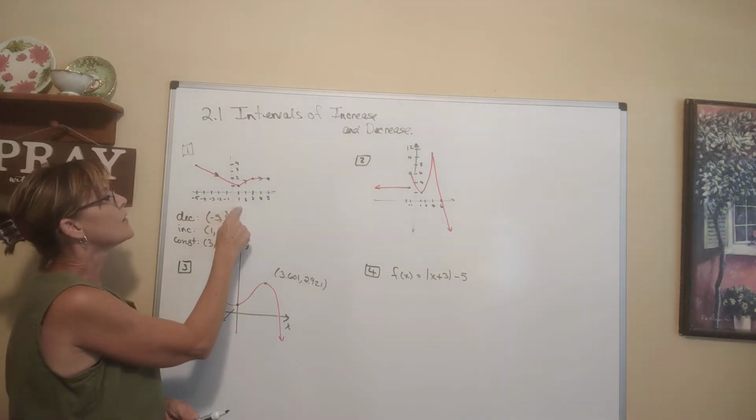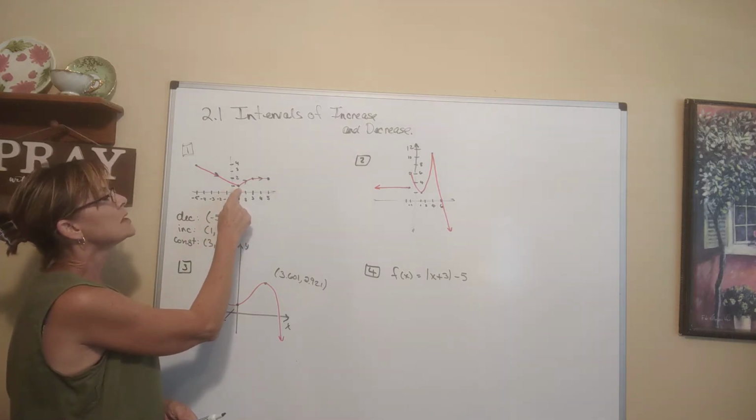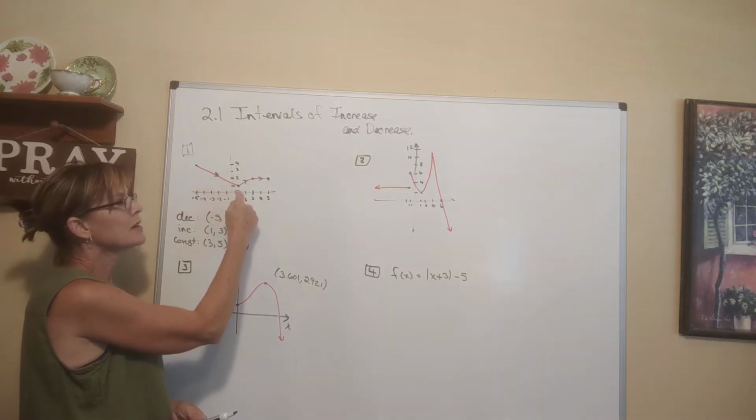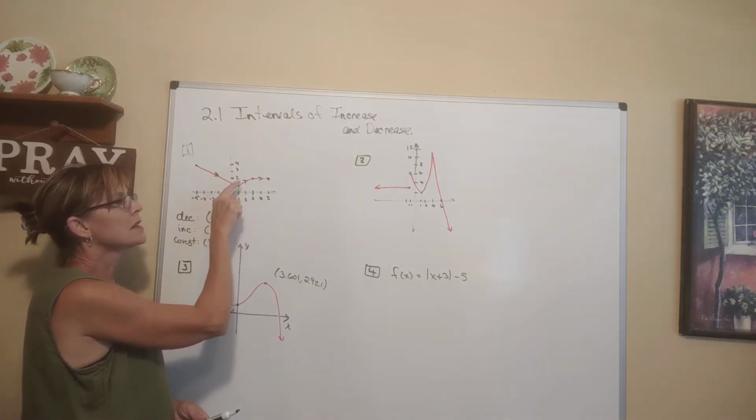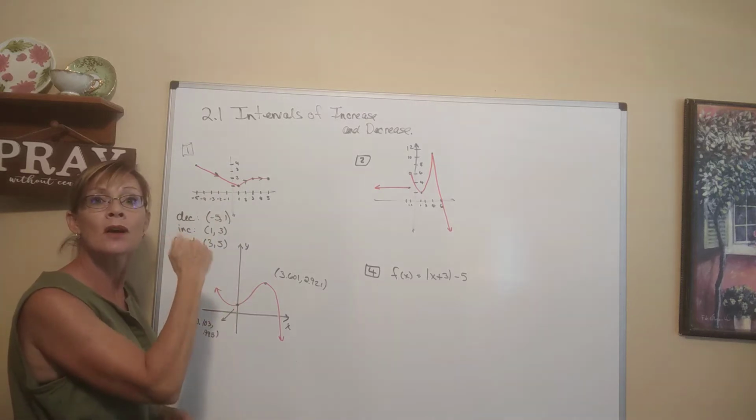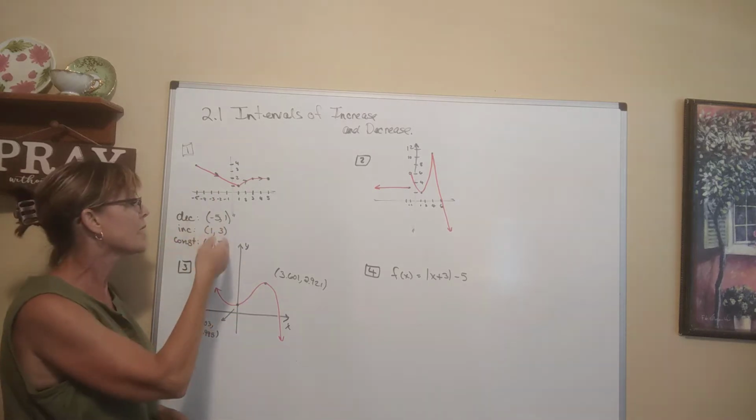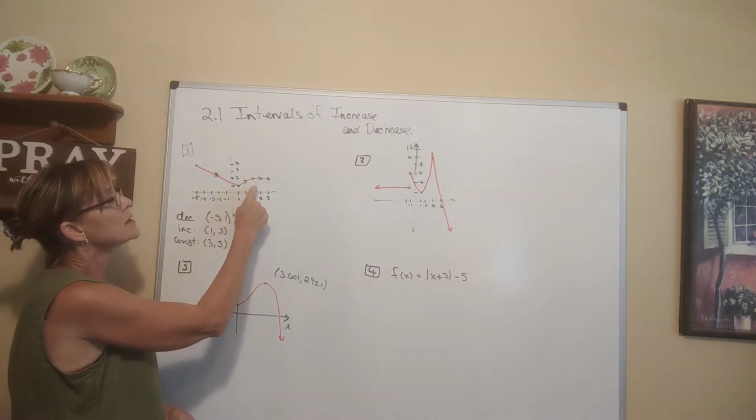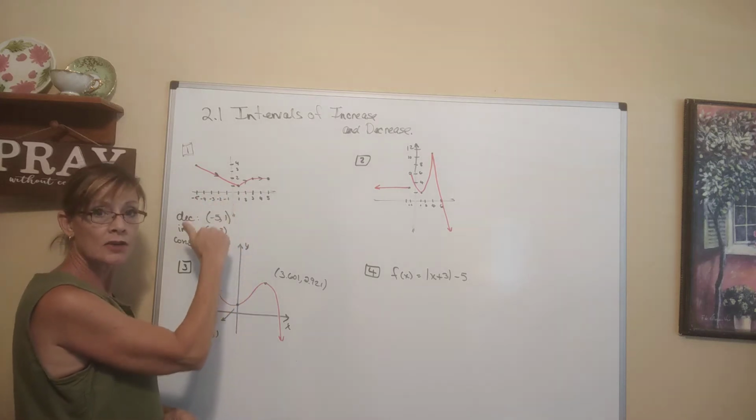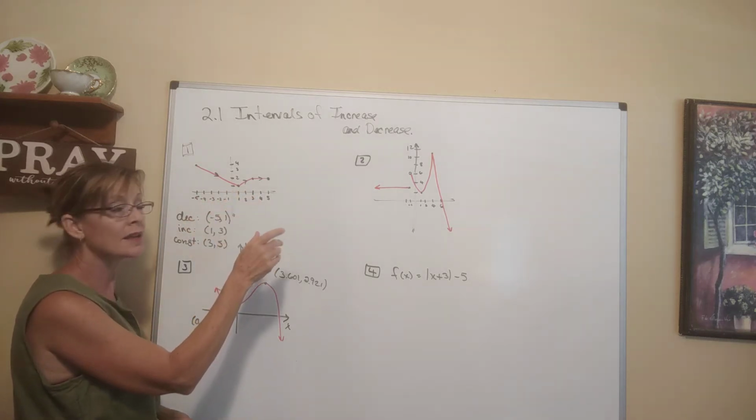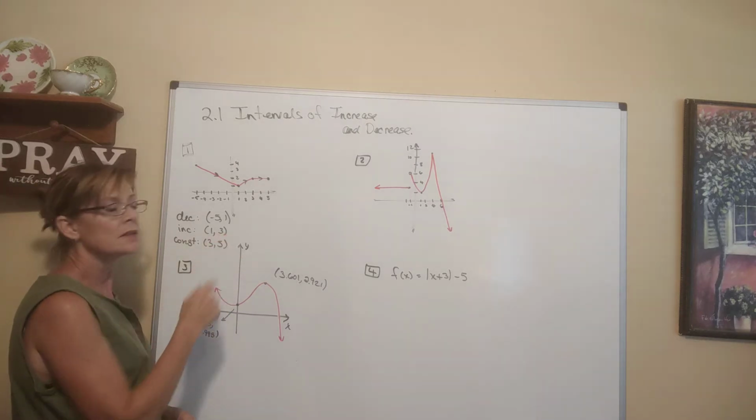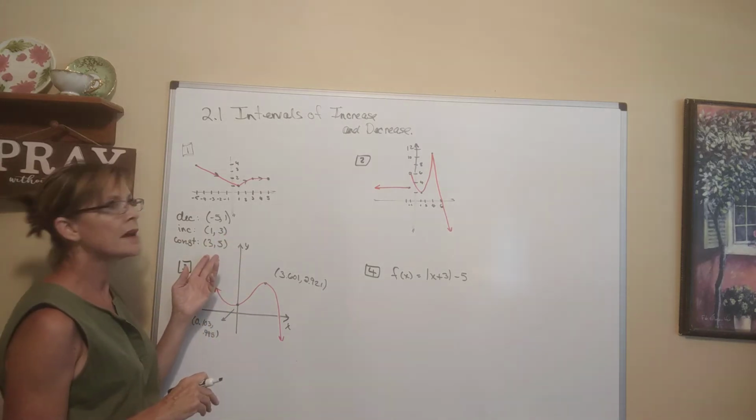Is the function increasing or decreasing when x is 1? Well, it's doing both, right? It's decreasing at 1, and then it starts increasing. So 1 does not belong to either group. That's why I use parentheses right there. Also, look at 3. It's increasing and then it goes constant. Does 3 belong to the increase side or the constant side? Neither one. That's why I use parentheses there. So if you were wondering about that, that's what I do.